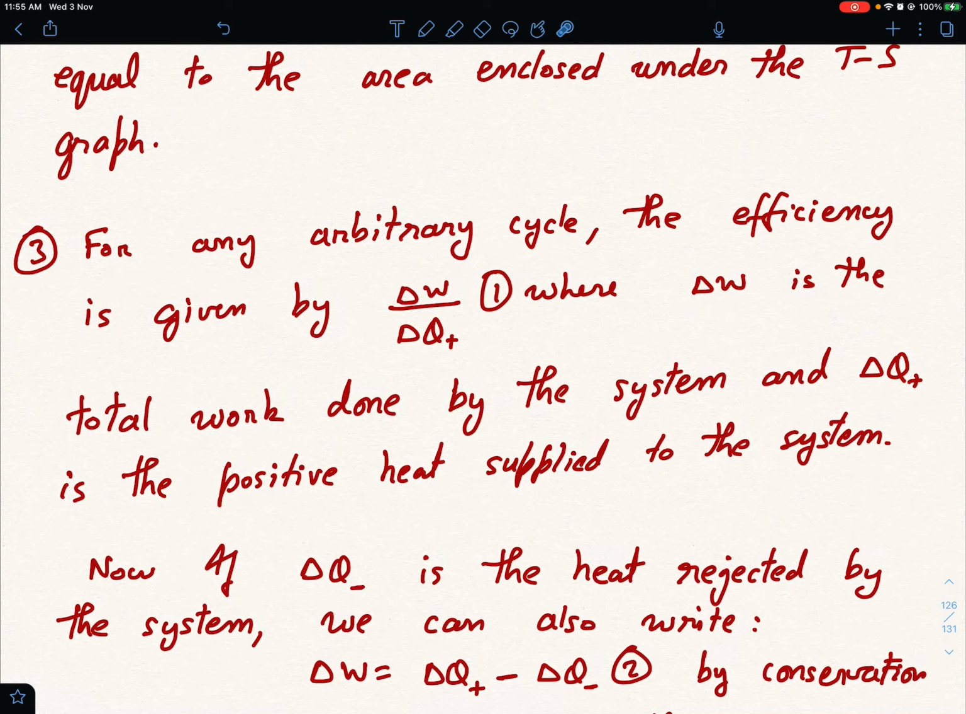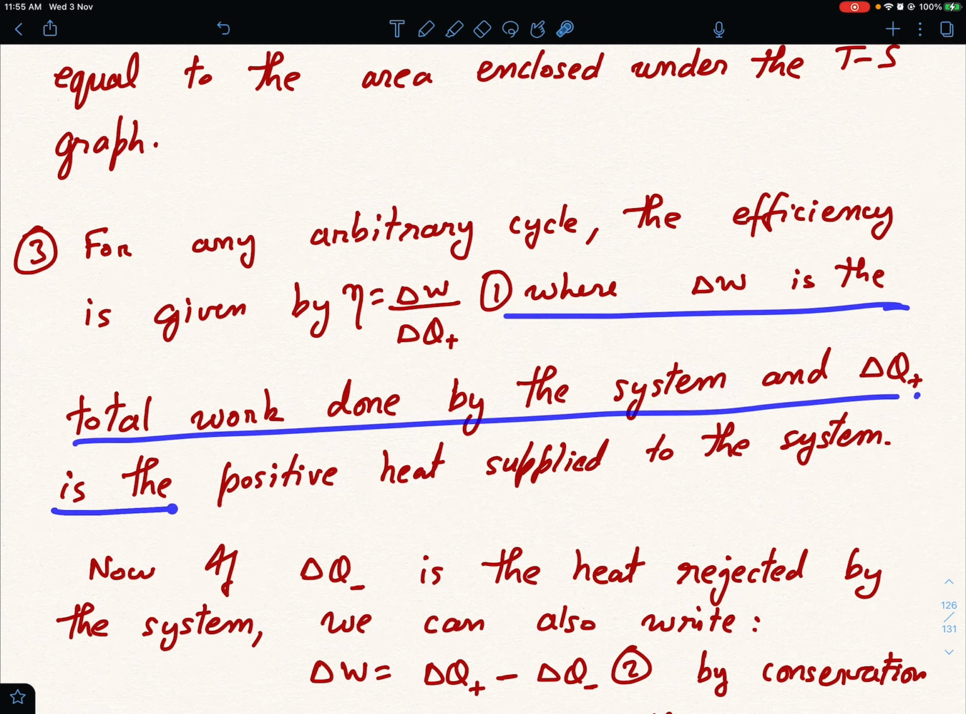For example, if we supply 1000 joule heat and then the system rejects 200 joule, then I won't say that the heat supplied is 800. Positive heat supplied is still 1000 joule. So I do not subtract the rejected heat here. So this is what my efficiency is. Efficiency of any cycle is delta W upon delta Q plus.